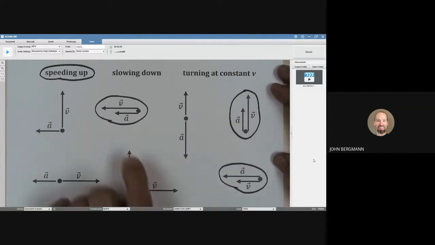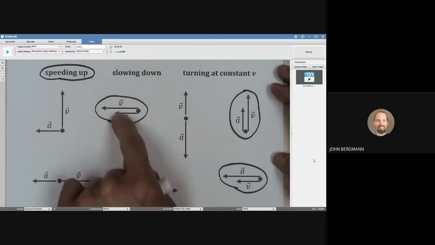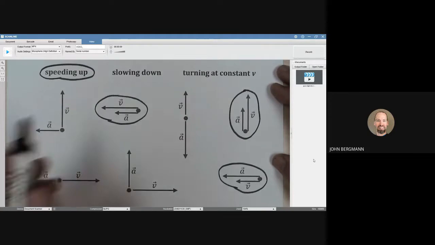In fact, these two are the same, aren't they? No, they're not. This one's got a big acceleration and a small velocity. This one has a big velocity and a small acceleration. Oh, almost fooled myself.